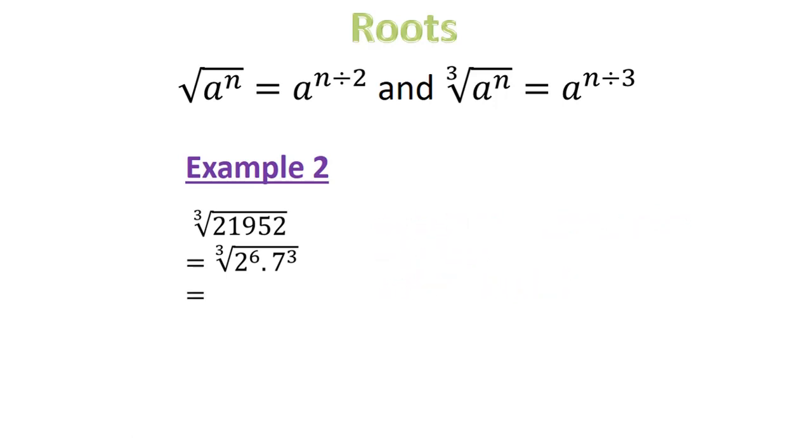Next, we take 2, it's to the power of 6. Now we are rooting it, so it's divide, and it's the cube root, so it's divided by 3. So it's 2 to the power of 6 divided by 3, multiplied by 7. 7 has an exponent of 3. It's a root, so we divide, and it's a cube root, so we divide by 3.